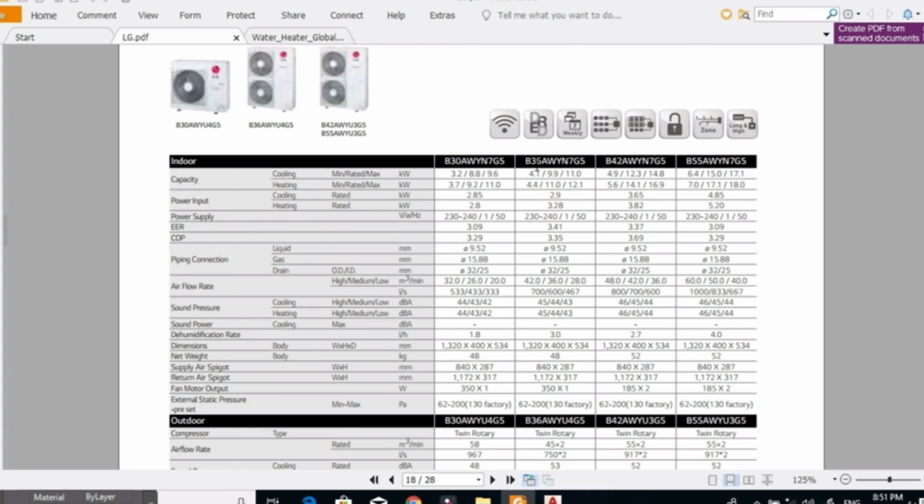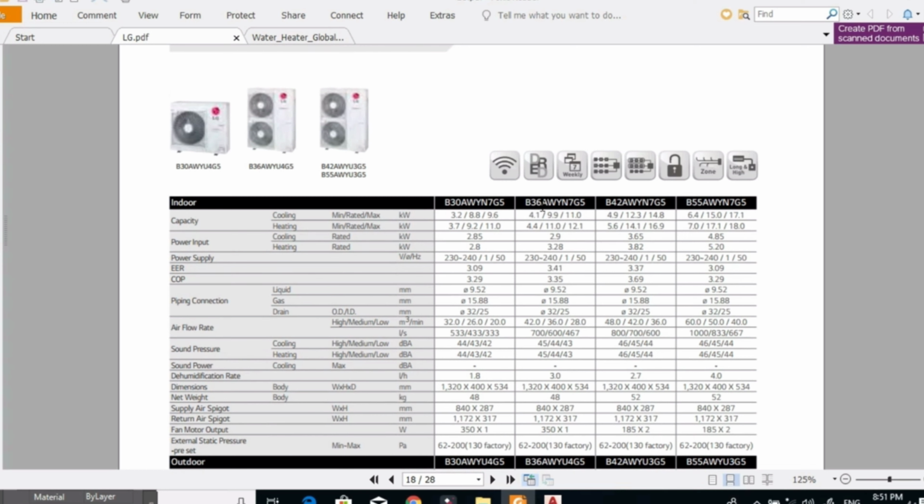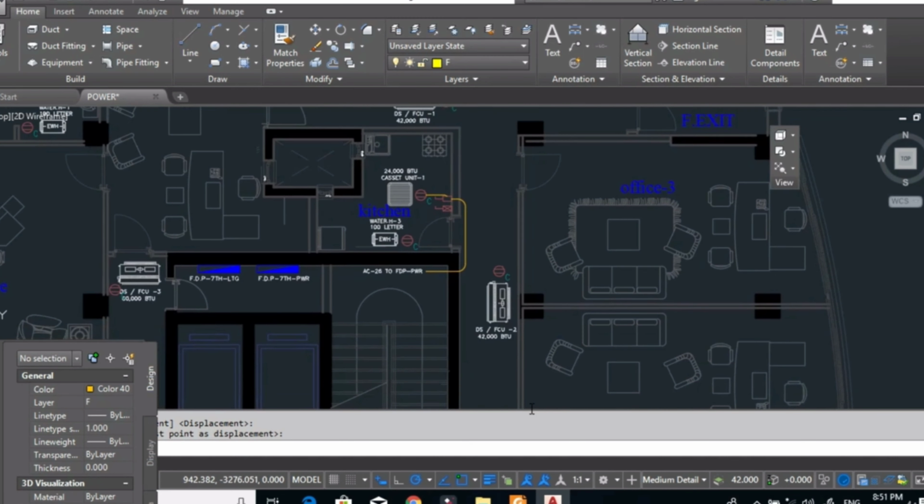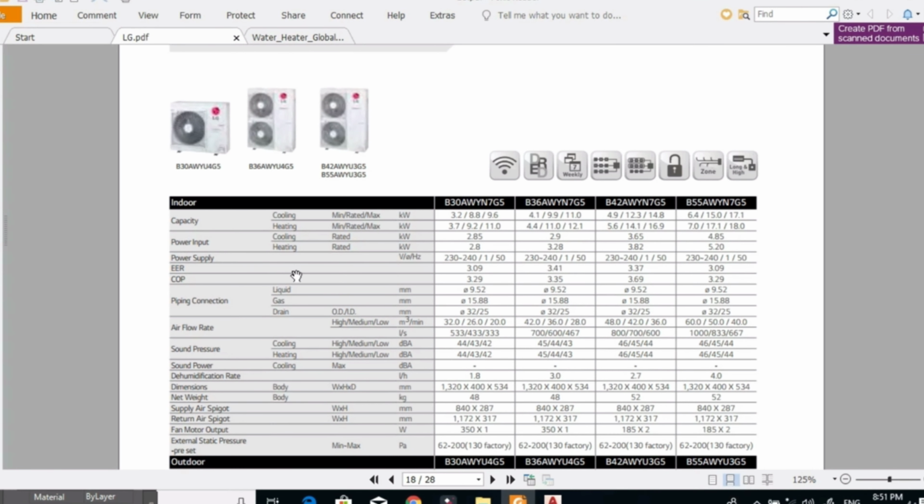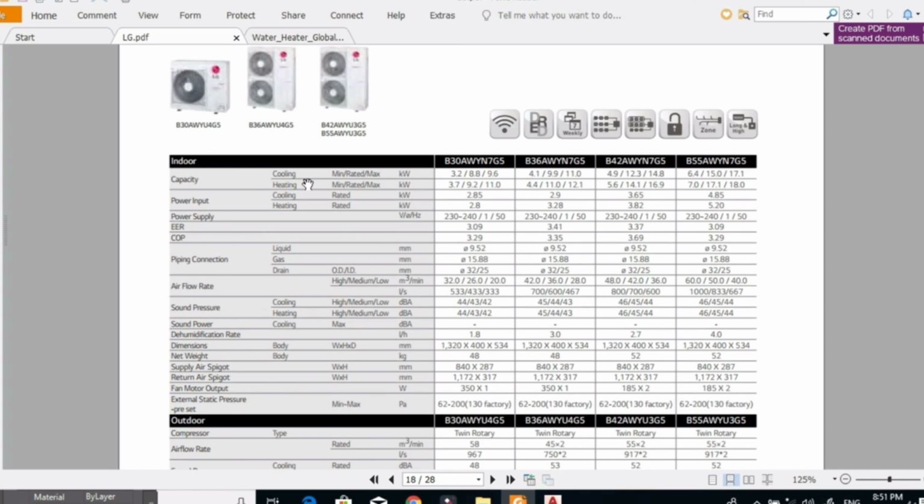We mentioned that this is the data for the brand: 30,000 BTU, and this is for 36,000 BTU, and here 42,000 BTU, and here 55,000 BTU. Now I need the 36,000 BTU. Why? Because he mentioned here in his design that the capacity of the cooling is 42,000 BTU. Now here, see the capacity by kilowatt. This is for HVAC, a mechanical unit. I need here the power input.